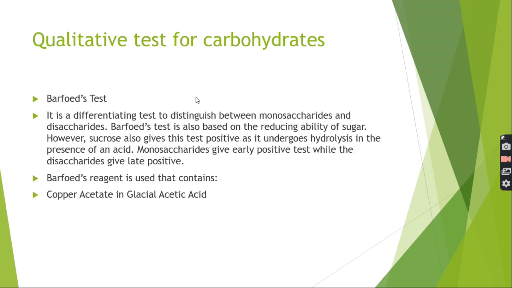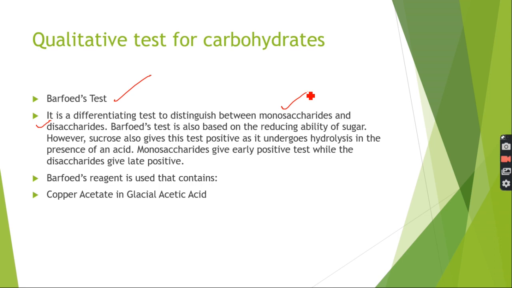The next test is Barfoed's test. If you can recall, if Fehling's and Benedict's come out positive, the next test you must perform is Barfoed's test. What do you do in Barfoed's test? You distinguish between monosaccharides and disaccharides. This test helps in identifying whether the sample is a reducing monosaccharide or a reducing disaccharide.